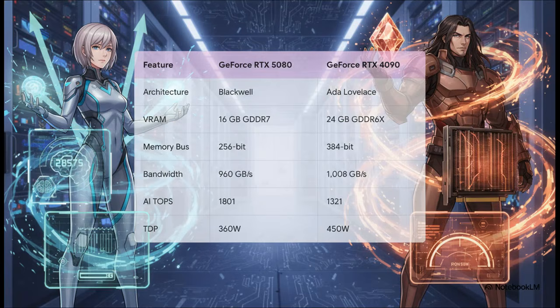So just looking at the raw specs on paper, the story gets even more complicated. The 4090 has that clear lead in VRAM, a wider memory bus, and a little more bandwidth. But then look at the 5080. It boasts way higher theoretical AI performance, or TOPS, and it does it all while using significantly less power. The trade-offs are just staring you right in the face.